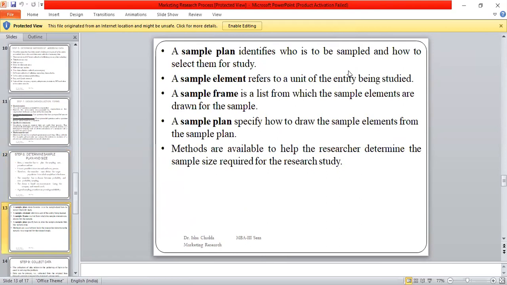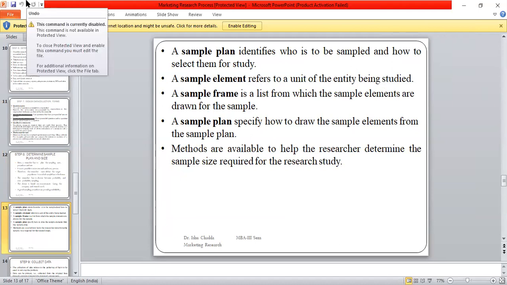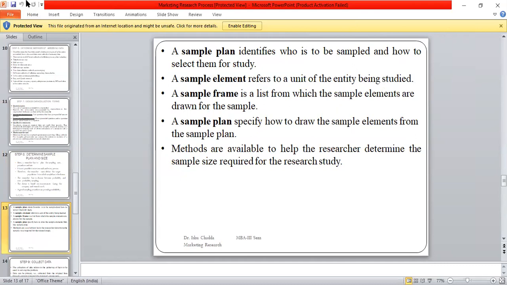A sample plan defines who is to be sampled and how to select them for a study. Like, if I want to study the population who are below poverty, I have to see that one-third of the population in India is below the poverty line. So from that particular population, I will plan those who belong to Amritsar, those who belong to Jalandhar, under the below poverty line. I will go for my sample plan with that study only.